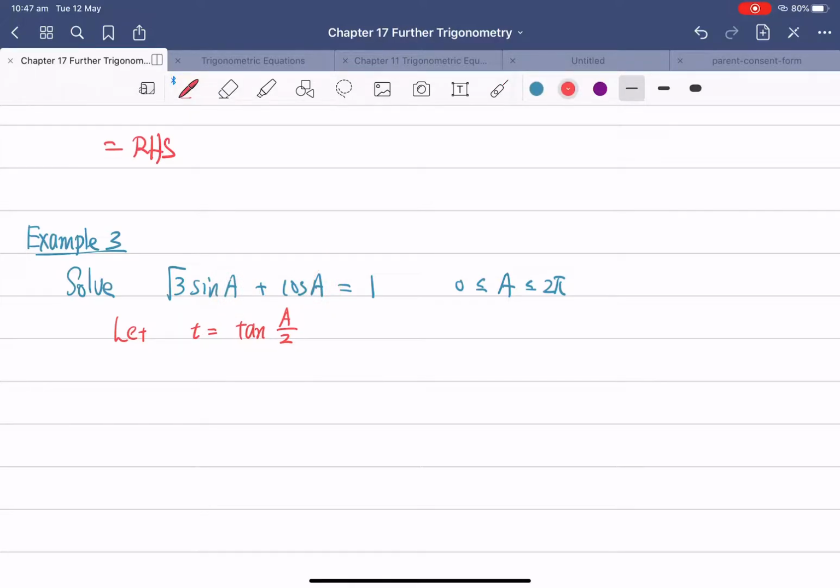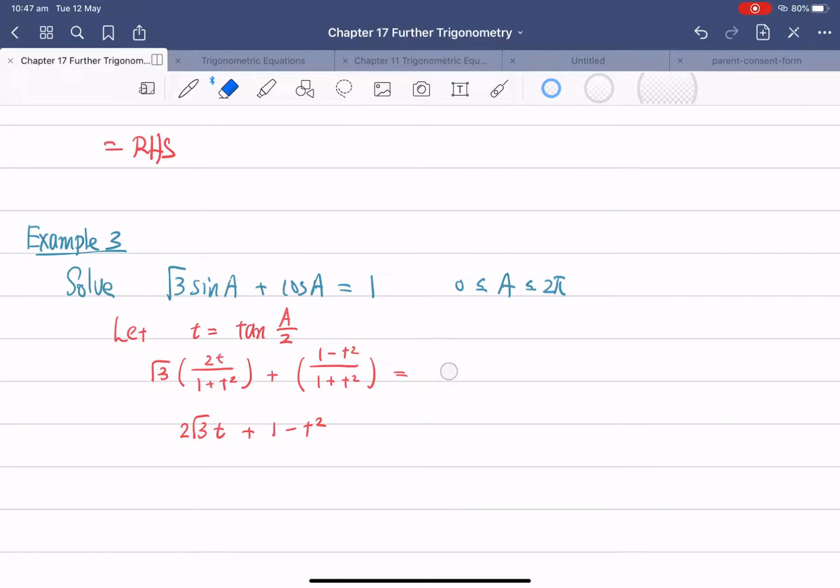Once you do that, then you can change that trigonometry function in our equation into an algebraic equation. So that becomes square root of 3 bracket 2t over 1 plus t squared, plus, and then for the cosine a, you get 1 minus t squared over 1 plus t squared, is equal to 1 plus t squared. As you can see, you get that. So keep going. So 2 square root of 3t plus 1 minus t squared is equal to, oops, made a mistake here. That should be just 1, is equal to 1 plus t squared here.